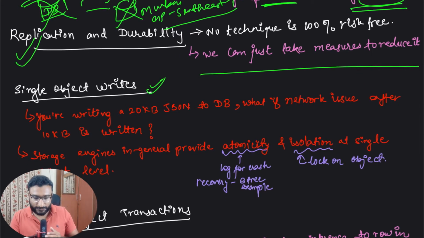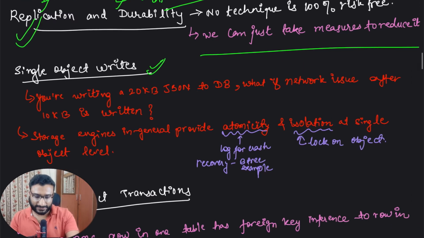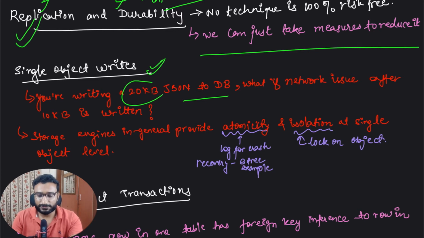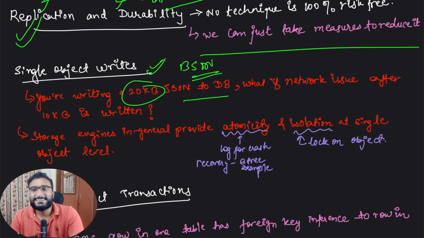So single object writes. ठीक है. So let's say single object मतलब single object write कर रहे हैं हम. ठीक है, single object एक डब्बा. You are writing a 20 KB JSON to the DB. Let's say we are using MongoDB and you have a 20 KB JSON. JSON कुछ यूज करता है ना MongoDB. But let's say you are writing a JSON document to a DB. What if there is a network issue after 10 KB is written? ठीक है. So do we have proper mechanisms in place to handle that?